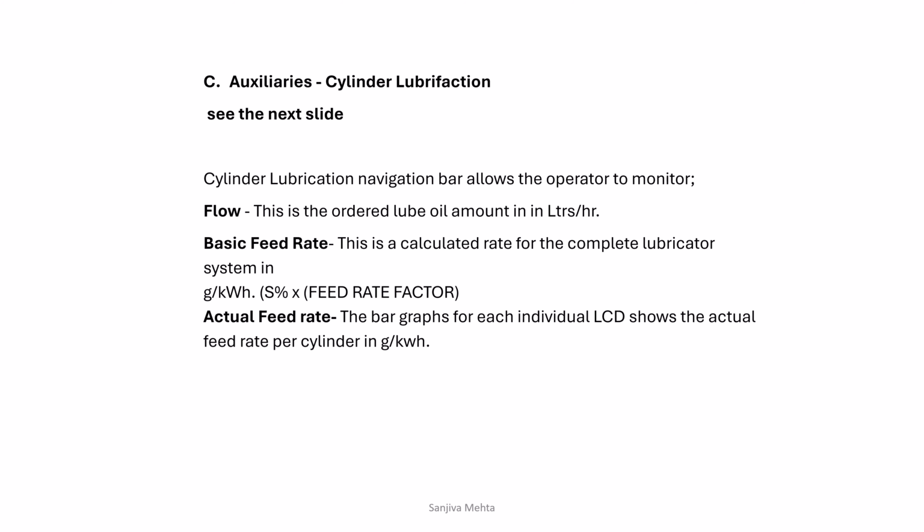Actually, this is sulfur percentage into the feed rate factor. Feed rate factor is something standard. MAN has decided 0.23 to 0.27, something. Actual feed rate: the bar graph for each cylinder. LCD, load change dependent, shows the actual feed rate per cylinder in grams per kilowatt hour. So flow, order lube oil amount in liters per hour, basic feed rate, and actual feed rate.